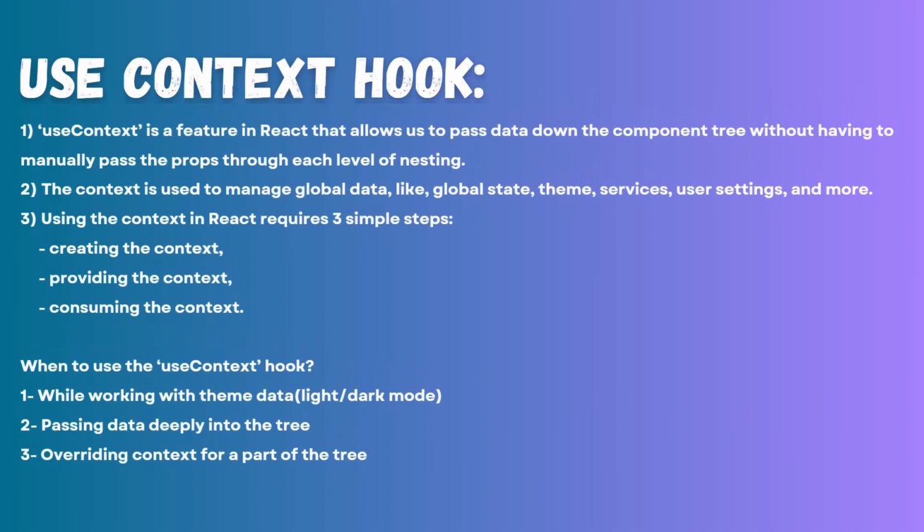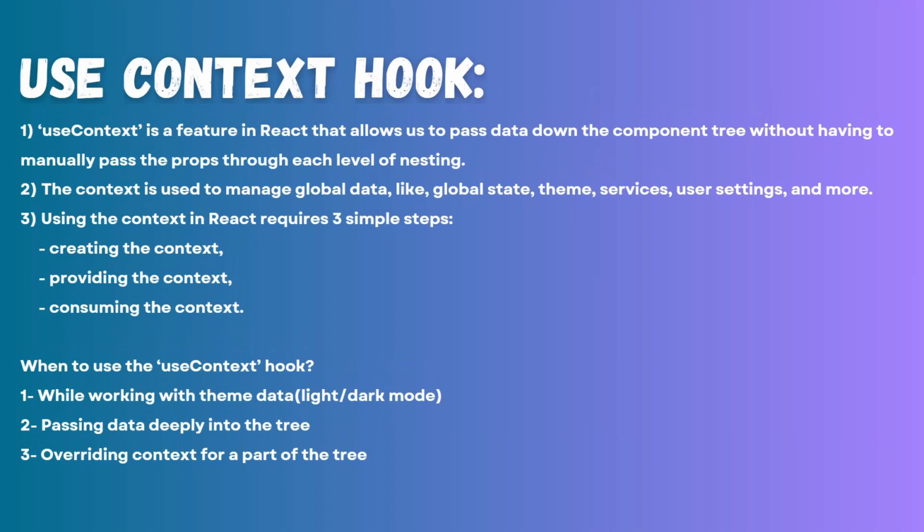The useContext hook in React is a feature that allows us to pass data down the component tree without having to manually pass the properties through each level of nesting. It's particularly useful when you have data that needs to be shared among many components. The useContext hook is used to manage global data like global state, when you want to use a theme in your website or services or user settings, and there are many more things where you can use the useContext hook.